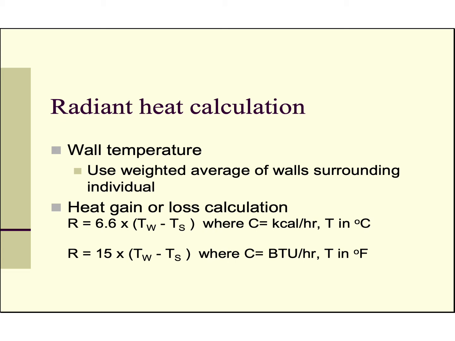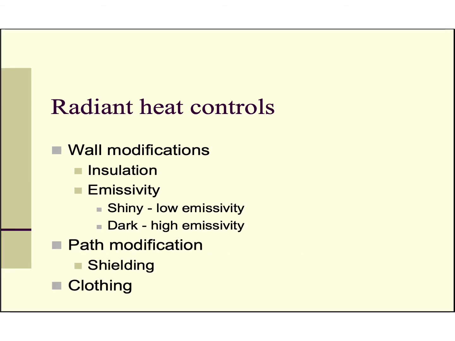So we have two equations here, one for metric and one for English units. You may read somewhere that it's actually a question of the fourth power of the wall-skin difference, but this is an approximation that's close enough for most purposes. Control of radiant heat transfer can be done in several ways. One is by modification of the wall that's emitting heat. Simplest, most obvious way, I guess, would be insulation to lower the surface temperature and keep the heat inside. So that's usually done to the extent that it's possible.